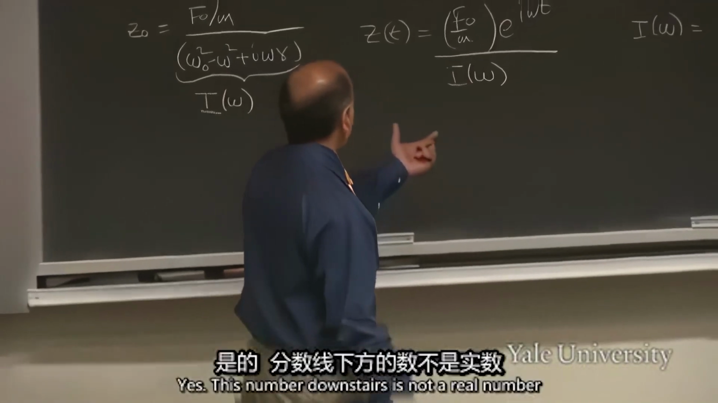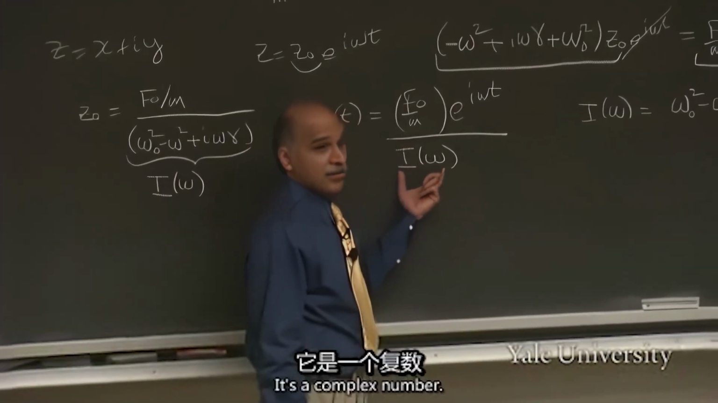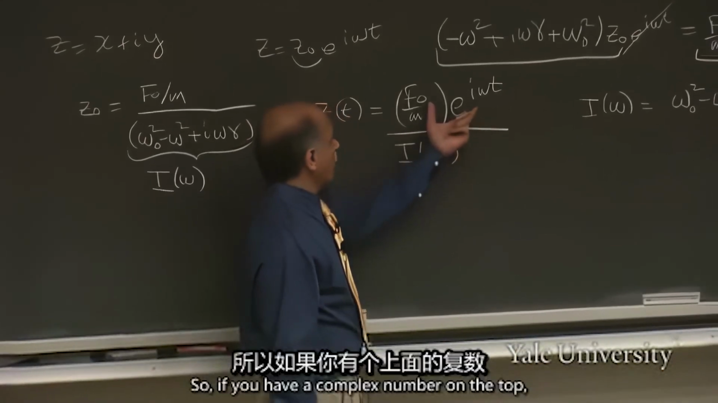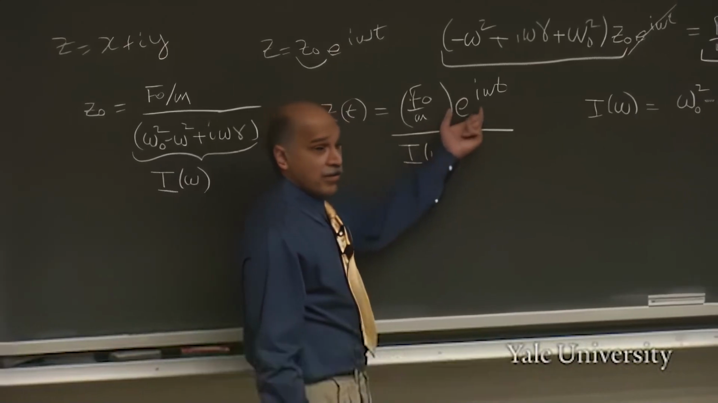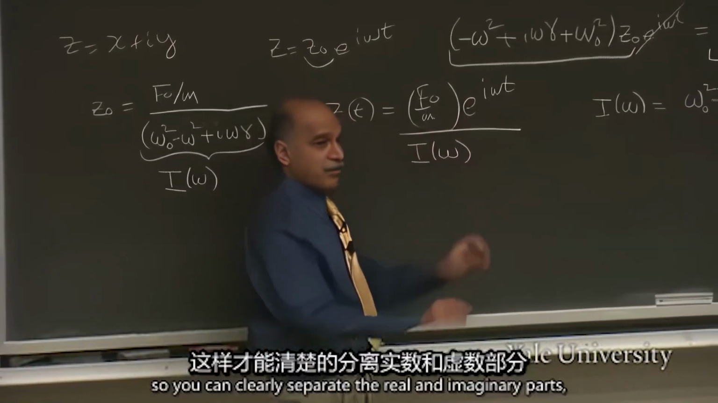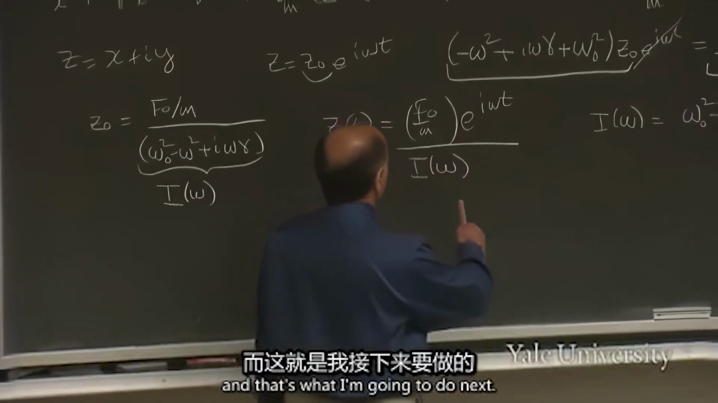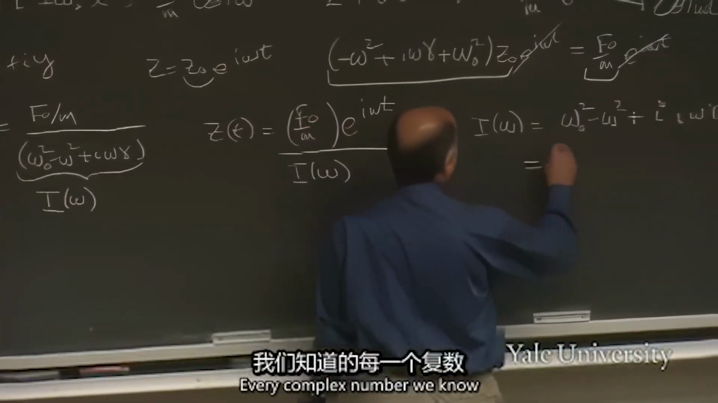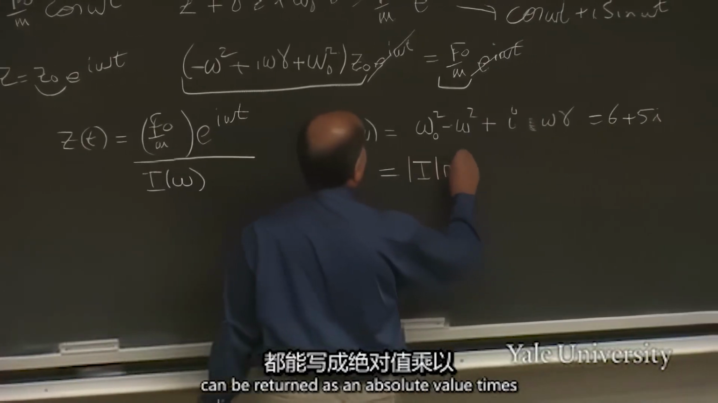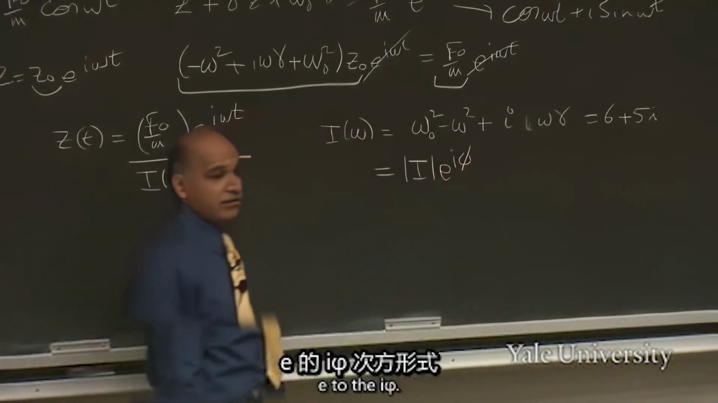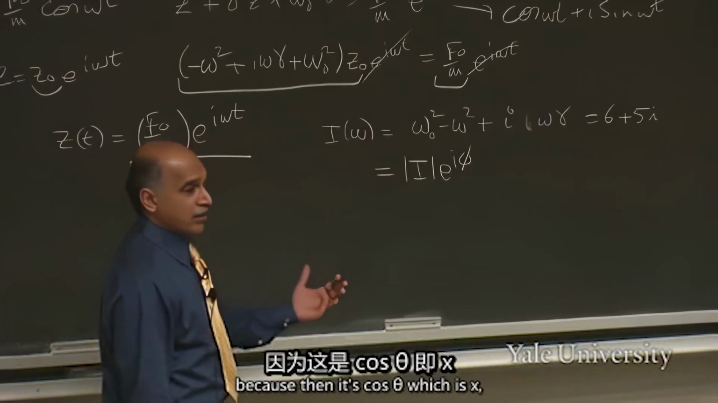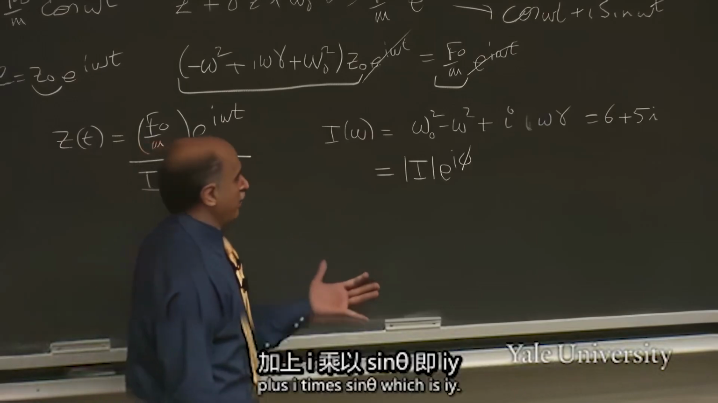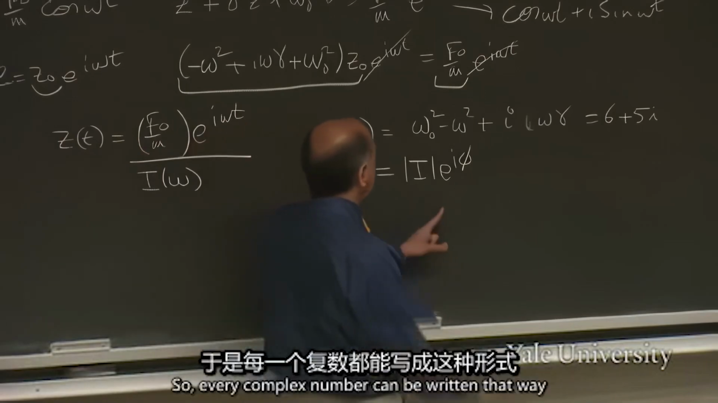Yes. This number downstairs is not a real number. It's a complex number. So if you have a complex number on the top divided by a complex number in the bottom, the real part is not simply the real part of the top. You've got to write the whole thing so you can clearly separate the real and imaginary parts. And that's what I'm going to do next. Every complex number we know can be written as an absolute value times e to the i phi. Every z looks like mod z e to the i theta because then it's mod z cos theta, which is x, plus i times mod z sine theta, which is iy. So every complex number can be written that way.